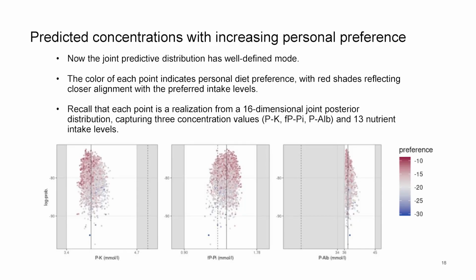And this results in well-defined modes for the concentration predictions. And recall that all these points come from a very high dimensional joint distribution that captures, in this example, 13 different nutrient intake levels and also those concentrations. And that preference coloring is from the intake part of the mix.